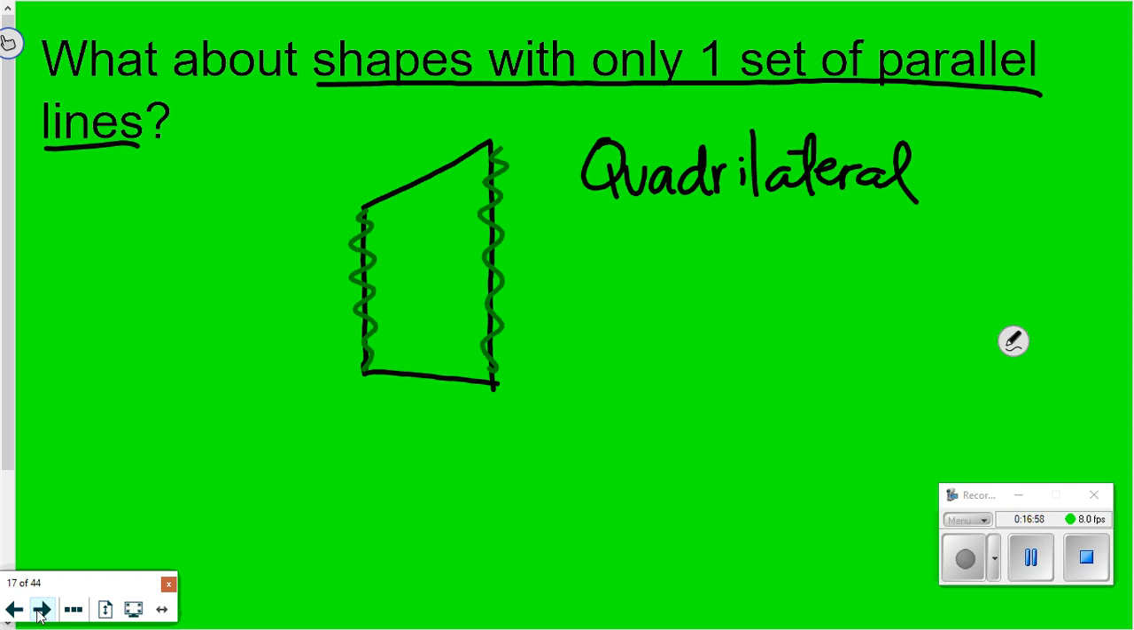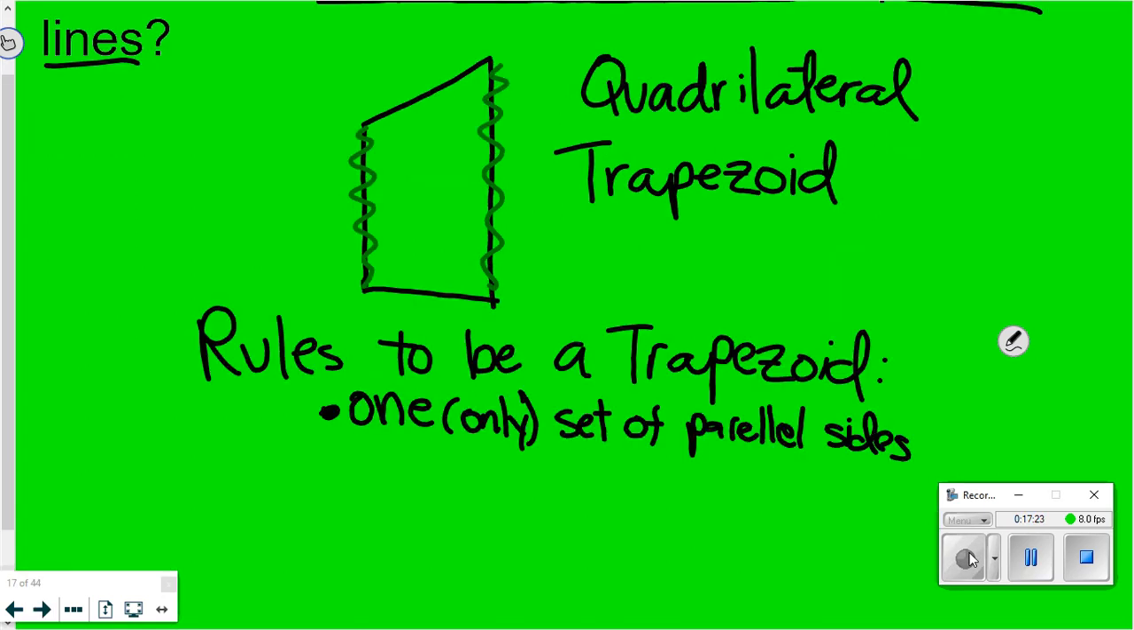The best name for this shape is a trapezoid. I'm writing, you're writing. So we know that trapezoids definitely only have 1 set of parallel sides, but what else? Look at that shape. What else would be a rule?